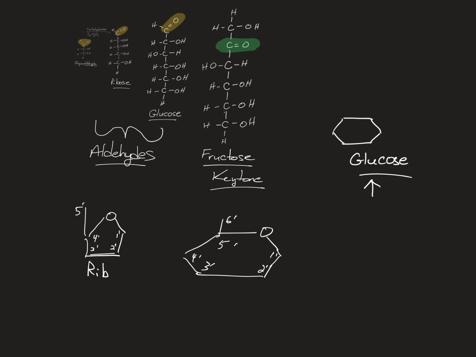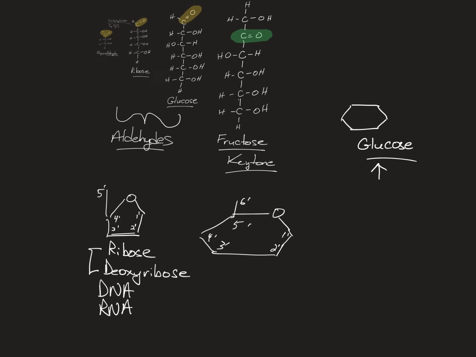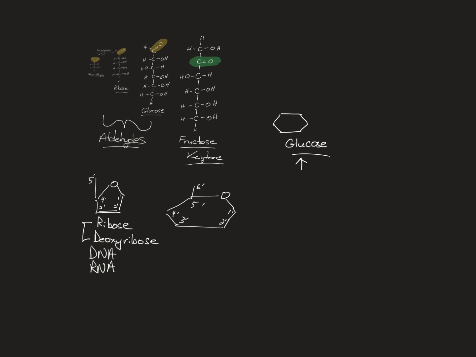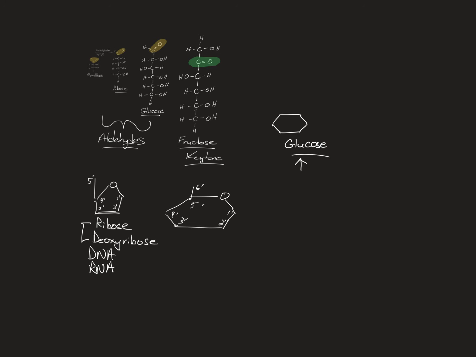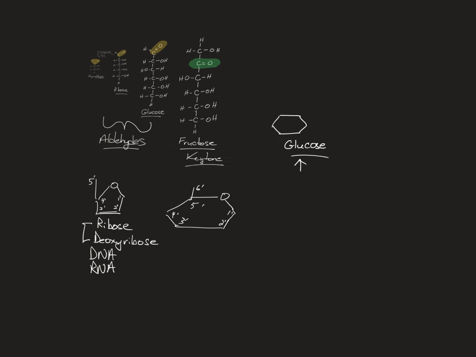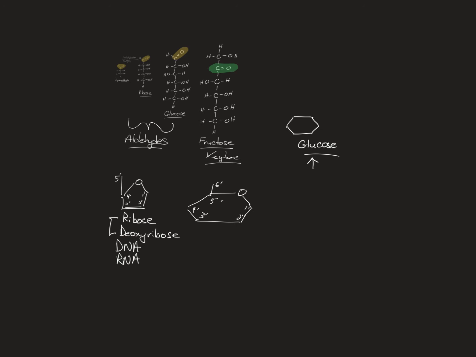Ribose, and remember its cousin, the deoxyribose. Ribose and deoxyribose, they're used in DNA and RNA. All right, so don't confuse that. So the difference between aldehydes and ketones are significant. Now these are all monomers.